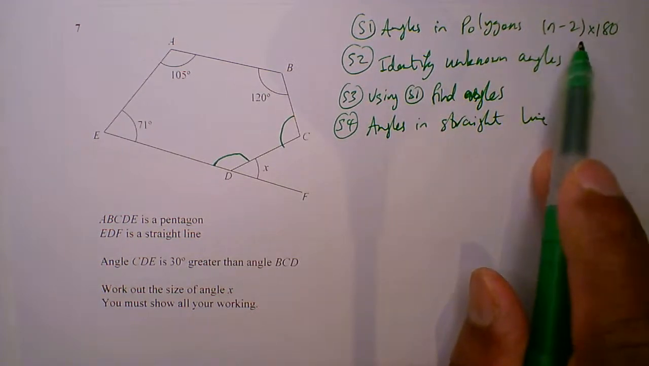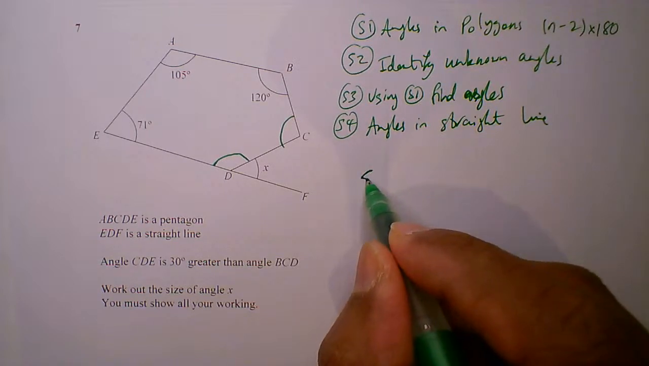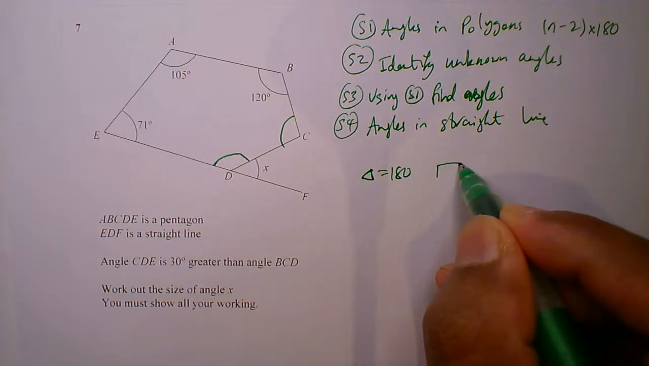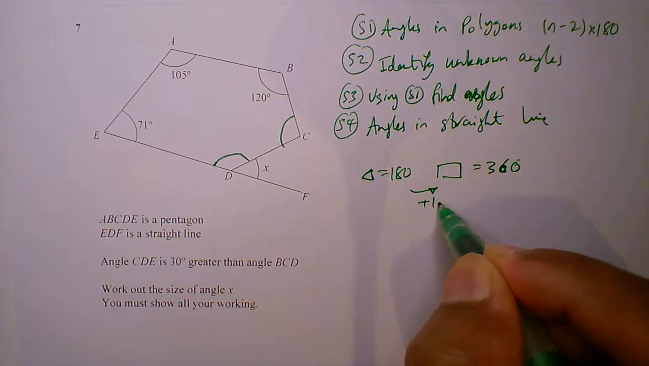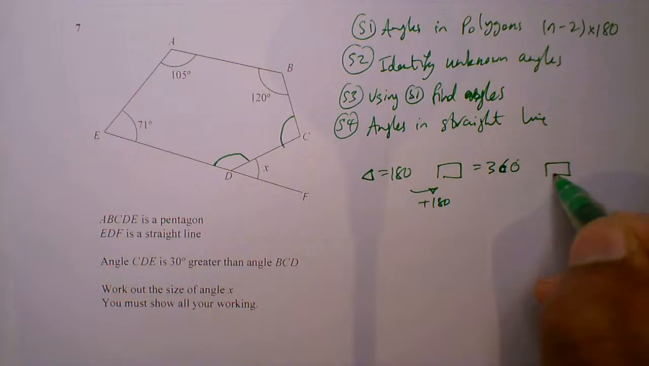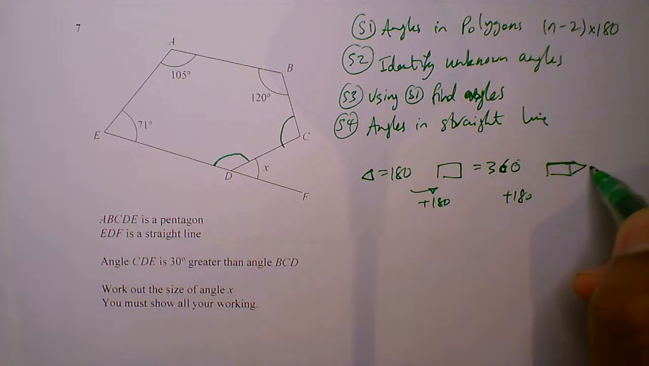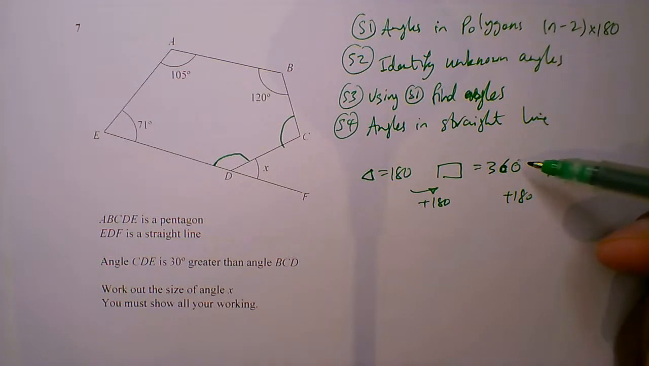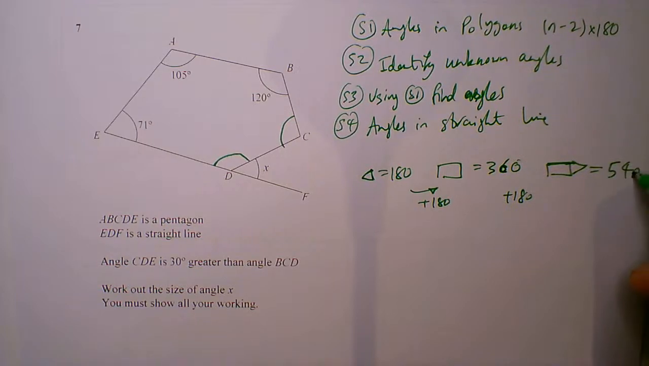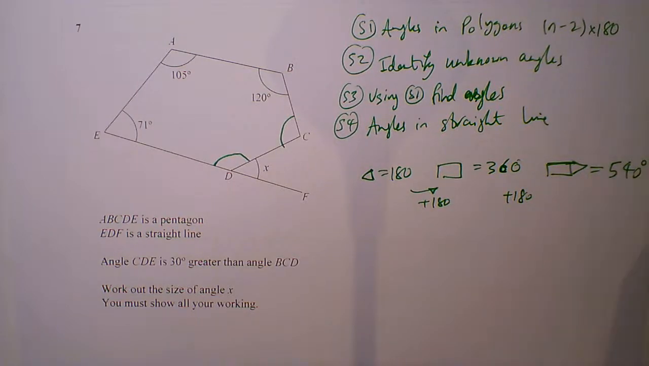I can use that formula, step 1, or I can just remember that a triangle is 180 degrees, a four-sided shape is 360, so I'm just adding 180 degrees each time. A 5-sided shape, a pentagon, is going to be adding 180 degrees: 450, 540 degrees. So that's a nice way of remembering. If you use the formula here, it would equal that. So that's my step 1 done.